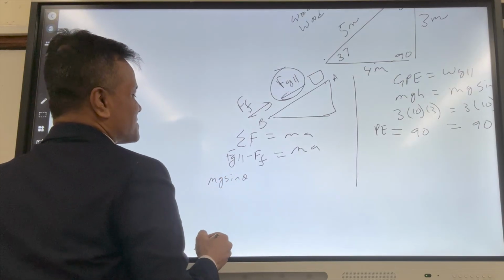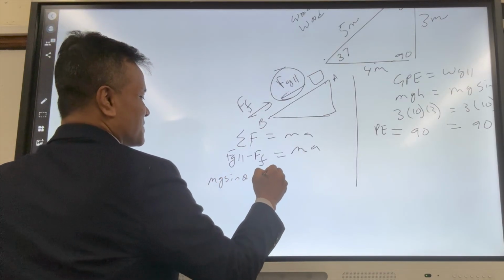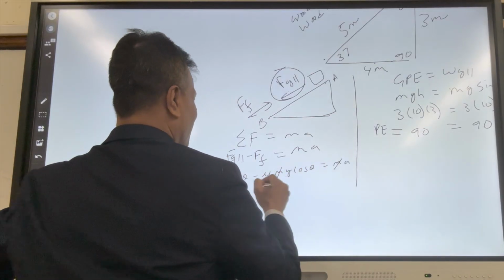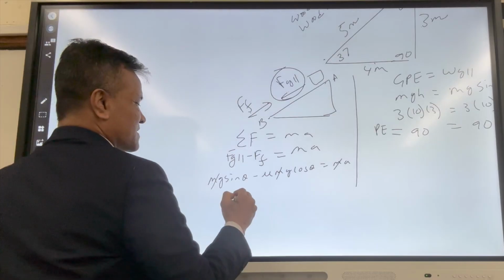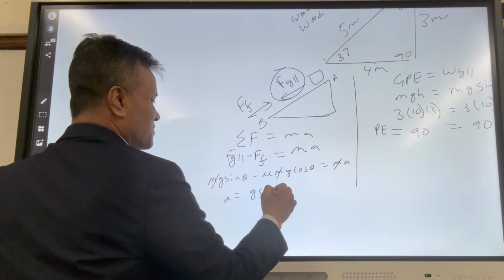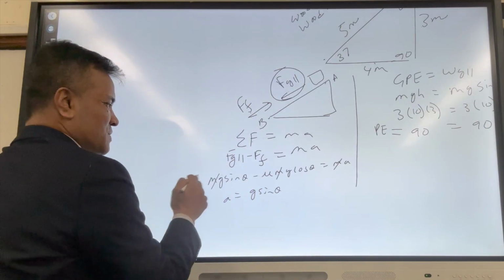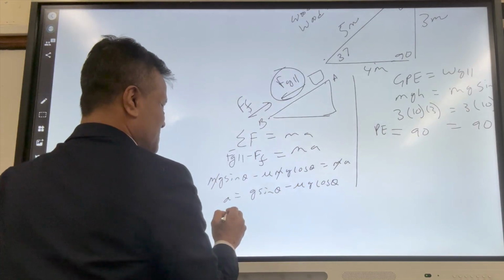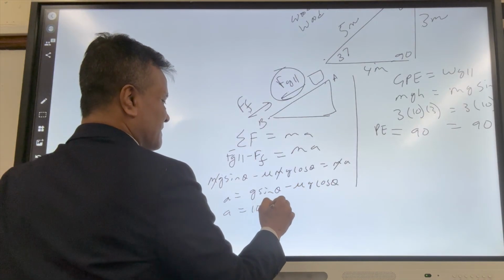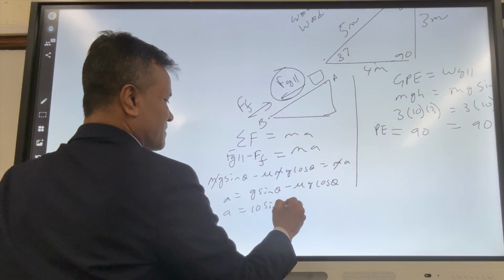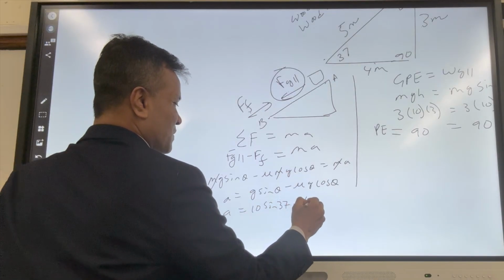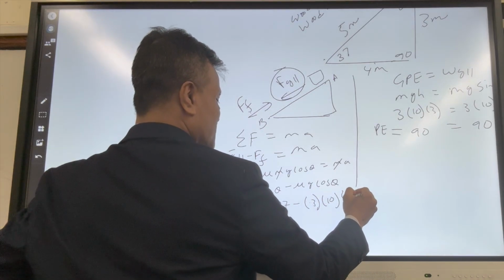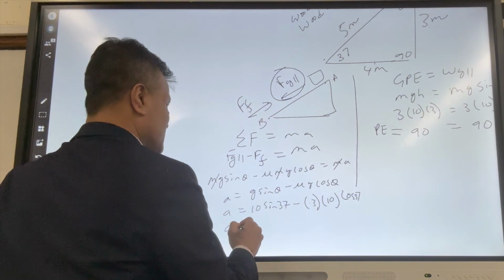Sine theta. Okay, mg sine theta minus mu mg cosine theta is equal to ma. The m's cancel. So acceleration is g sine theta, again you make the bigger one positive and the smaller one negative, minus mu g cosine theta. So acceleration is 10 sine 37 minus mu, which is wood on wood, so 0.3, times 10 cosine 37. So acceleration is 3.6.